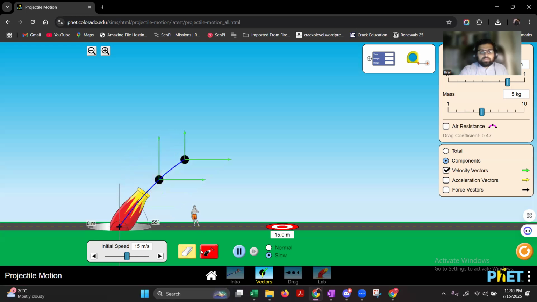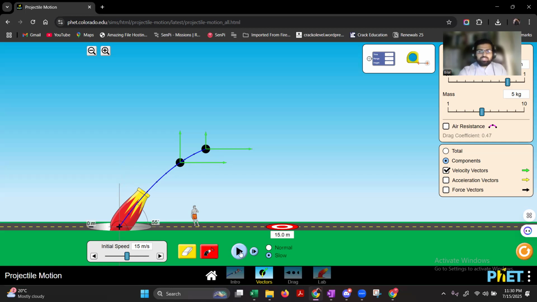You can see this horizontal one is the horizontal component of velocity. The vertical one is the vertical component, or y component, of velocity. You can see there is a difference between the vertical components of velocity, but the horizontal component of both the projectiles is the same. So this means that the horizontal velocity of the projectile is not changing at all, but the vertical velocity is changing. The more height the projectile has, the smaller its vertical velocity will be.